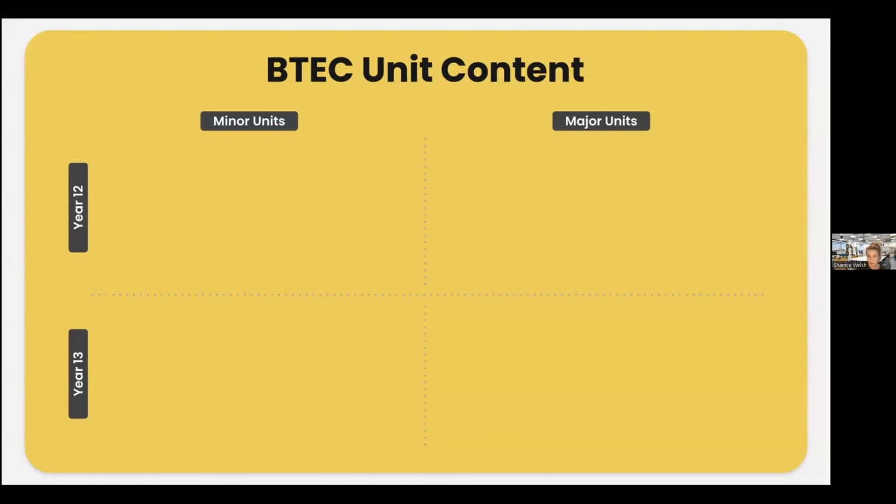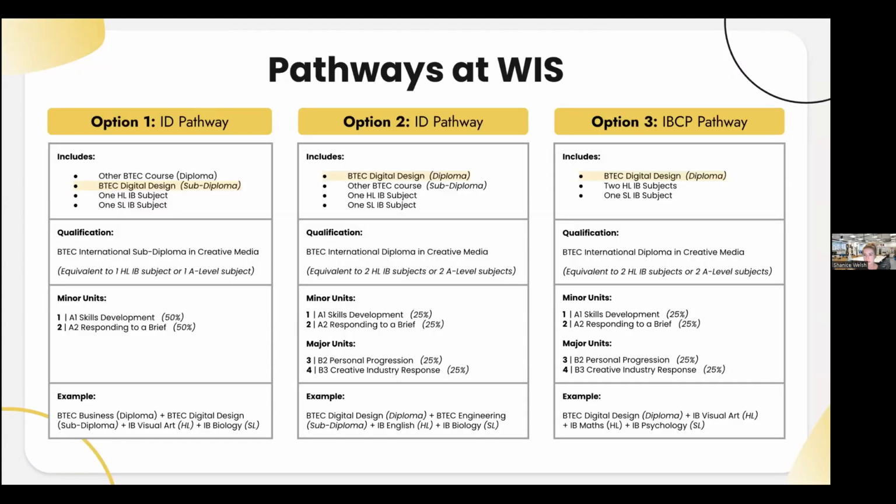Okay, so what do these units look like? So if I just flick back a second. On the IBCP pathway, 4 units, and also on the ID pathway if they choose BTEC Digital Design as their main BTEC. And if it's the ID pathway and it's not their main BTEC subject, they do 2 units.